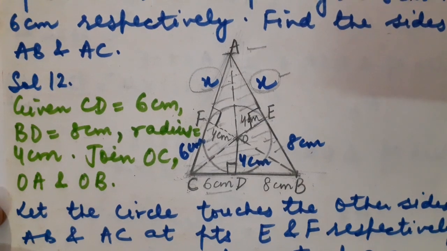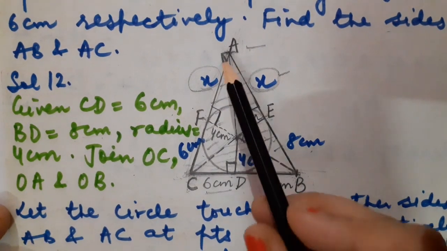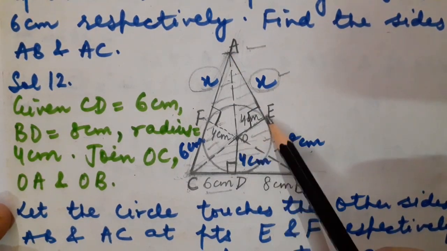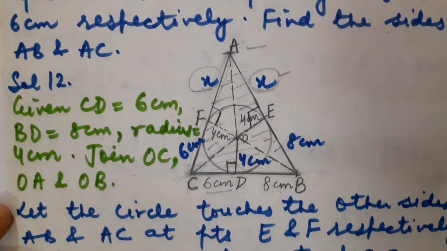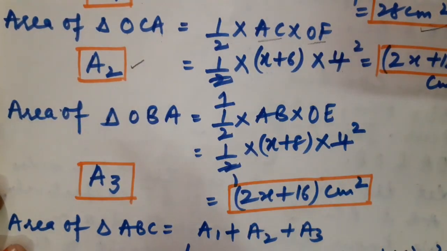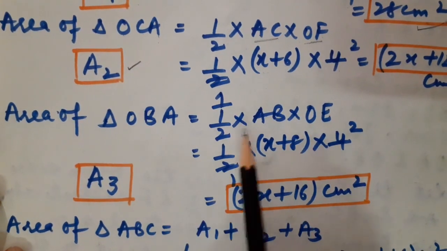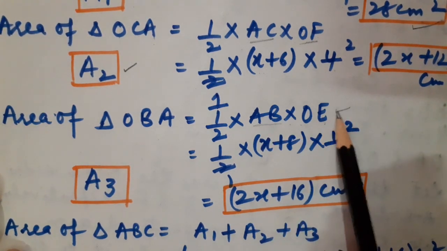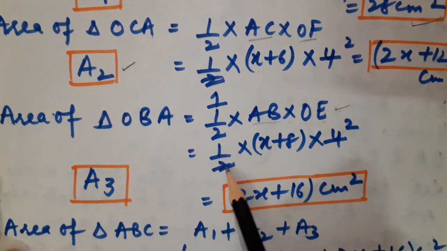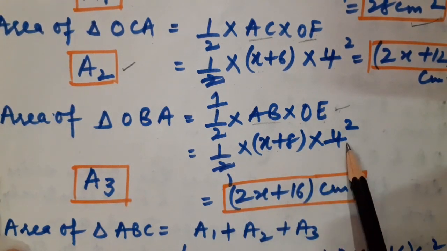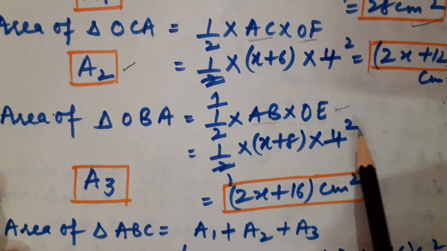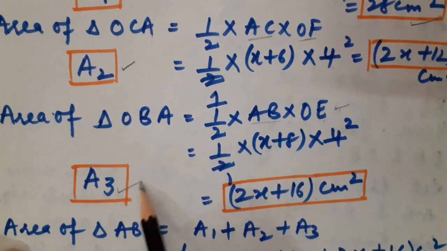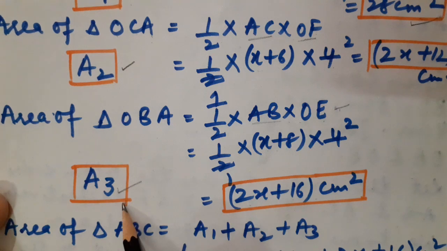Now children, our third right angle triangle is OAB. So what is the base? Base is 8 plus x. And what is the height? That is 4 centimeter. So let us apply. Area of triangle OBA is equal to half into base, that is AB, into OE, the radius, or I should call it height. So this is half into x plus 8 into 4. 2 ones are 2, 2 twos are 4. So I have got 2x plus 16 centimeter square. This is the area of the third right angle triangle.